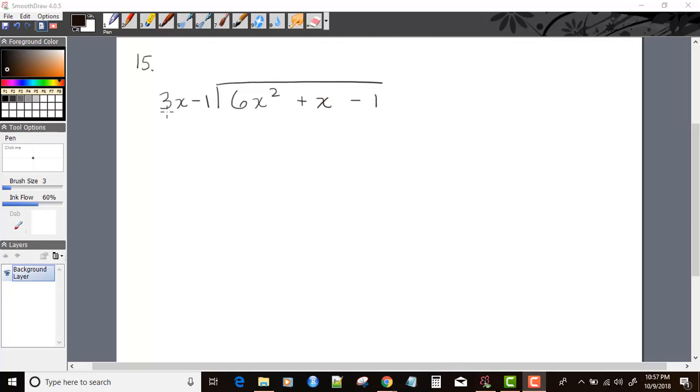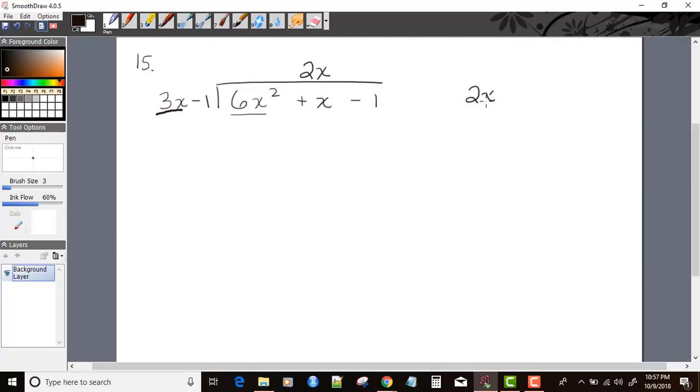I look at the first term in each polynomial, so 3x and 6x squared. And I'm asking myself, what times 3x produces 6x squared? Well, I know if I multiply 2x, I'm going to write it on top of the x. If I multiply 2x times 3x, I get 6x squared.